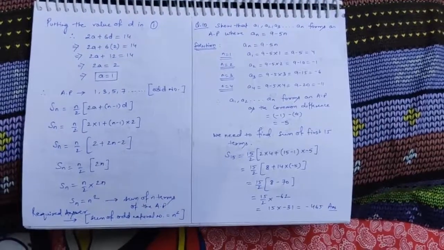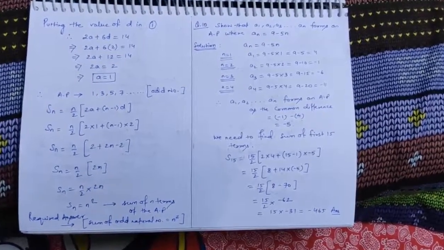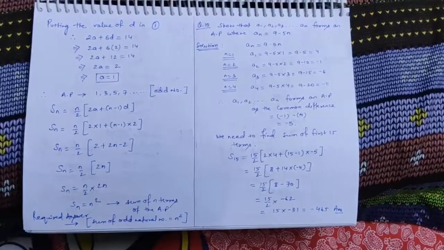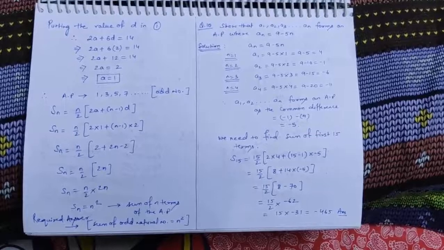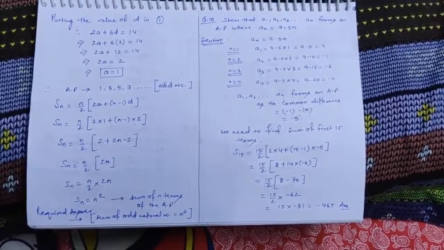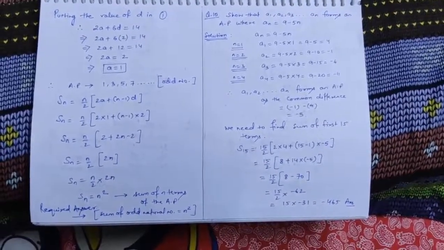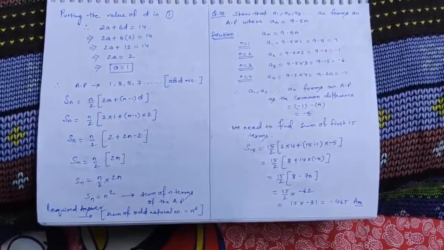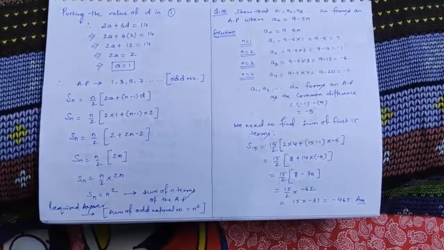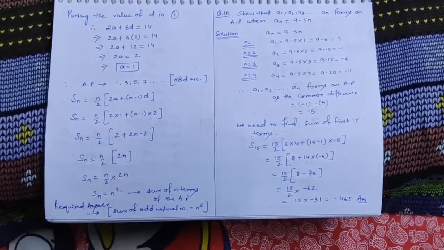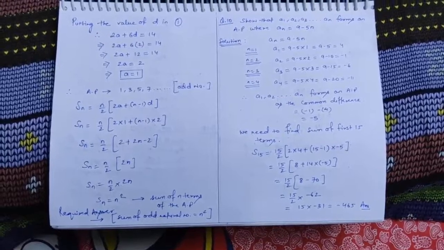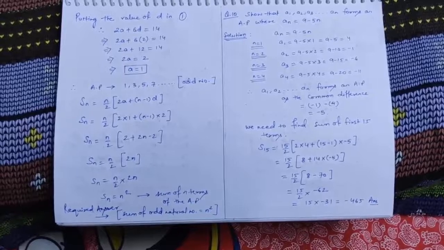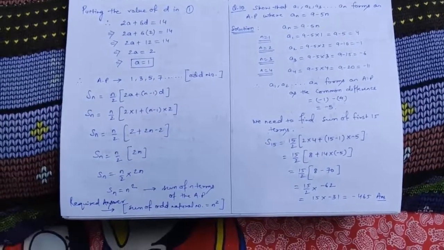Now in the fourth question, which is question number 10 of exercise 5.3, the question is: show that a1, a2, a3 up to an form an AP, where the nth term is 9 minus 5n. Substituting the value of n as 1, 2, 3 and 4, we get a1 is equal to 4, a2 is equal to minus 1. I have to put the value of n in the nth term equation, which is given as 9 minus 5n. Now the value of a3 is minus 6 and the value of a4 is minus 11. So they all form an AP, having a common difference of minus 5.